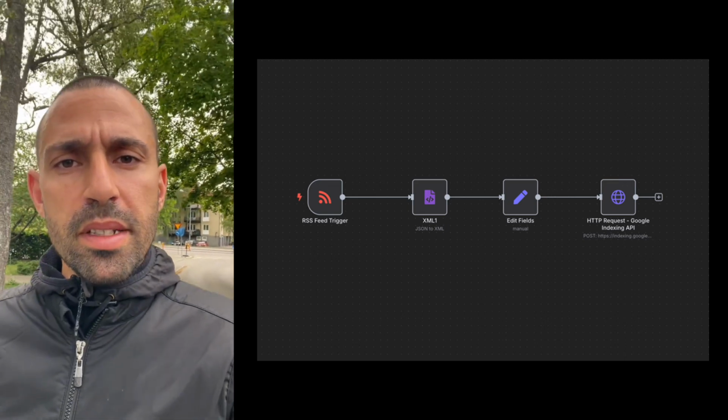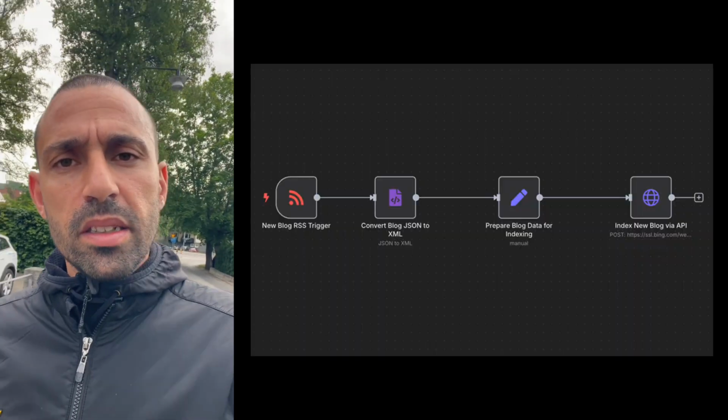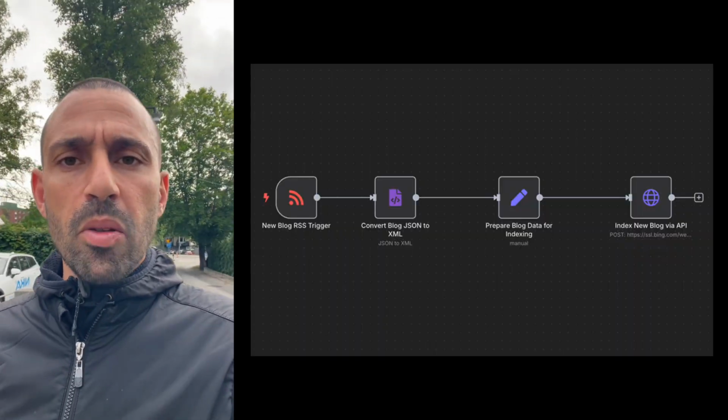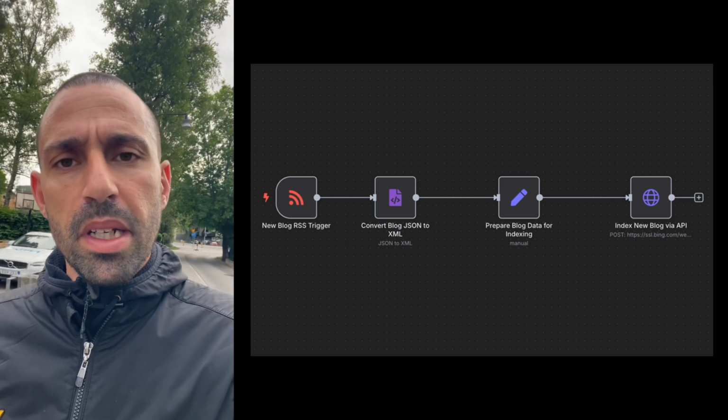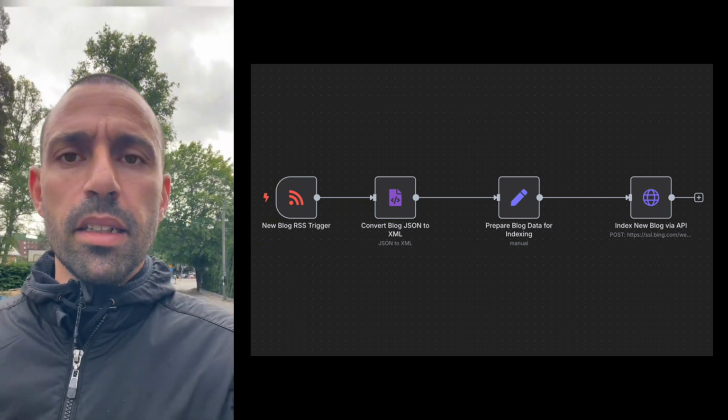Automation number 3 submits the blog post to the Google Indexing API immediately after publishing. That means Google sees your content in minutes, not days. Next, automation does the same thing for Bing using the Bing Webmaster Tools API. It submits every new blog post, no crawling delays, just instant discoverability.